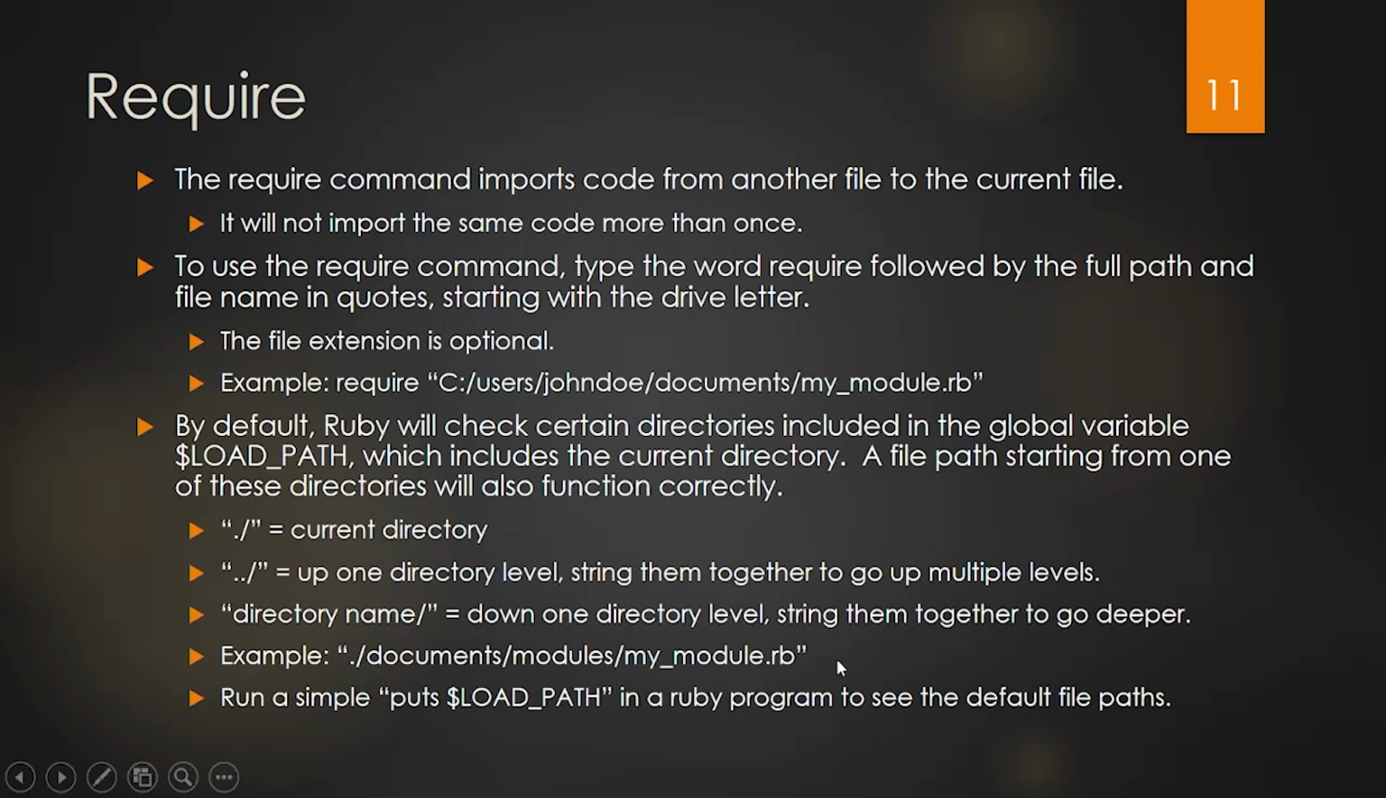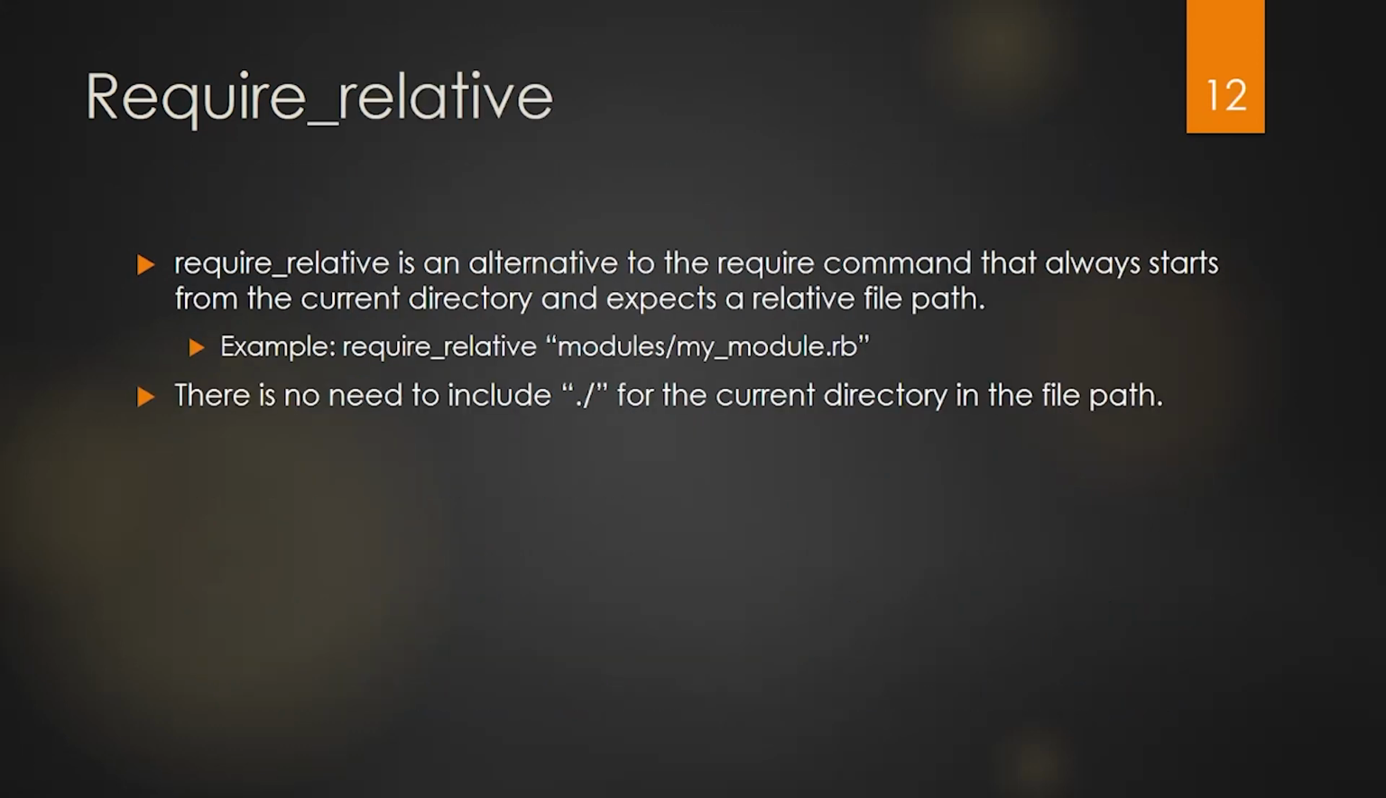If you didn't know the list of paths included in the load path variable, you can run a simple one-line Ruby program here, puts $LOAD_PATH, and it'll spit out all of the default file paths. Now that's the require command. It also has a sister command called the require_relative command, which works pretty much the same way. It's an alternative to the require command, but it always starts from the current directory and expects a relative file path. We have an example here, and in this case there's no need to include the dot slash to refer to the current directory. You're just always going to start there by default.